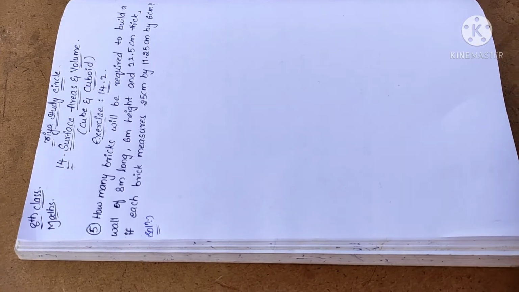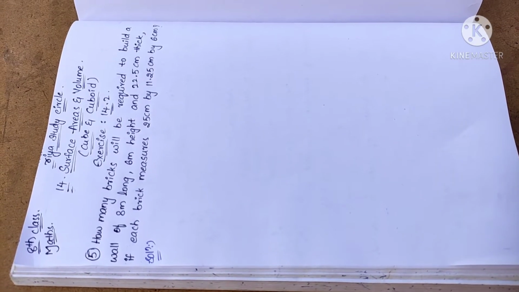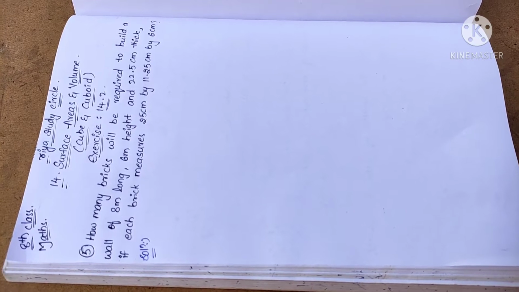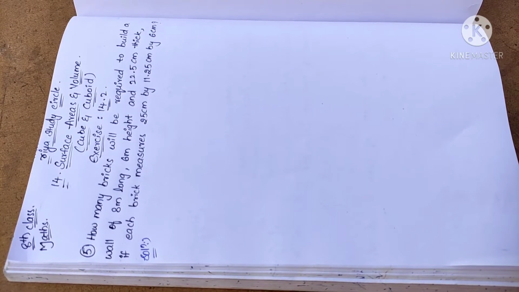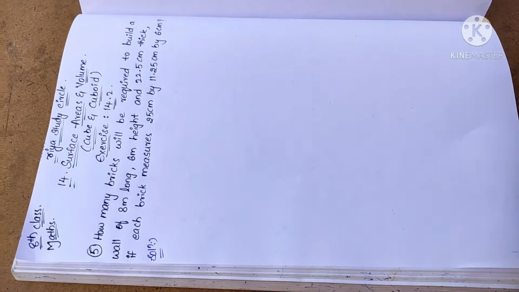It is a requested video from my viewers, so let's start the video. Today I am going to explain about 8th class maths chapter number 14, surface areas and volume. That means cube and cuboid. In that exercise 14.2 fifth problem.